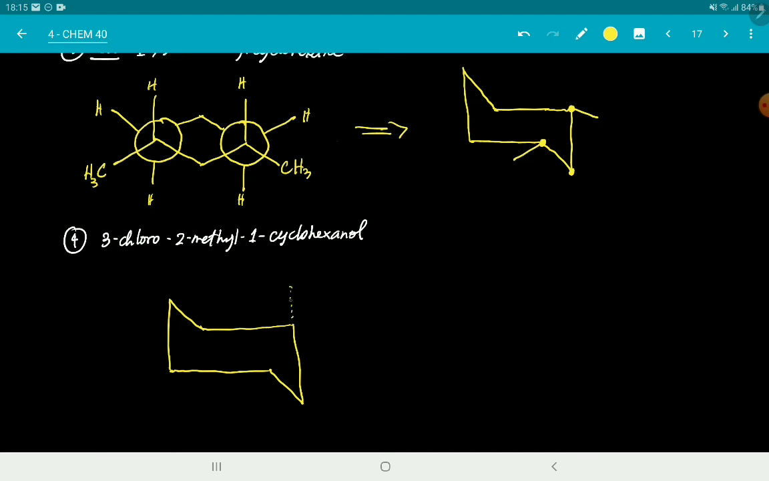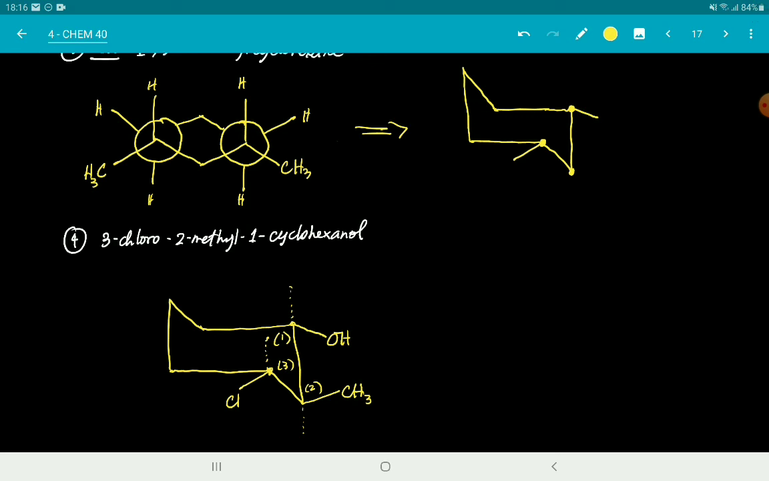So since this will be carbon number 1, okay? So since yun yung axial position ng carbon number 1, ito yung equatorial niya, ilagay natin dito si OH. Okay? So this would be carbon number 2, since ito yung axial position niya, dito natin ilalagay yung CH3. And finally for carbon number 3, since ito yung axial ng carbon number 3, dito natin ilalagay yung Cl. Okay? So this is supposedly the most stable conformation kasi nasa equatorial lahat.